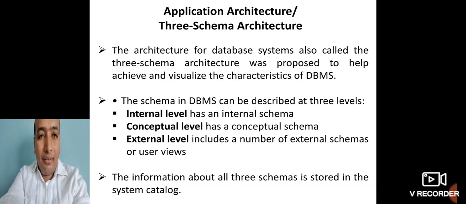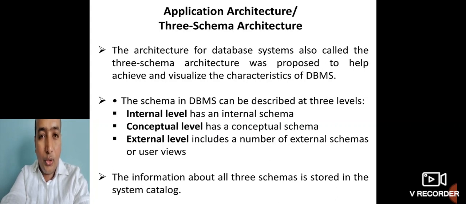All the three levels, that is the internal level, the conceptual level and the external level, the information of all these three schemas has to be stored somewhere, isn't it? Remember, dear students, the information about all three schemas is stored in something called the system catalog. Don't forget this one, make a note of that. All the information related to all the different levels of schemas will be stored in the system catalog.